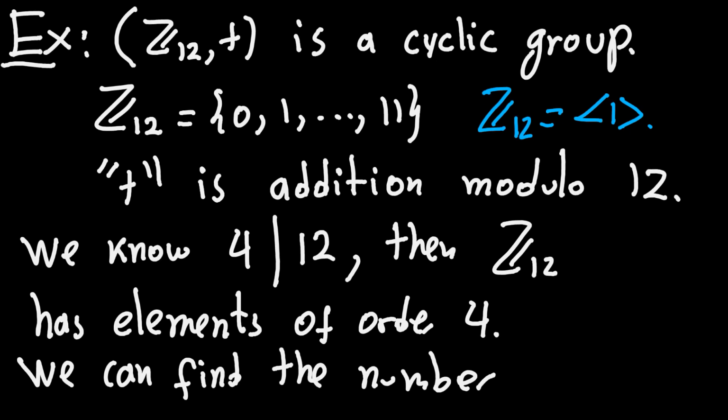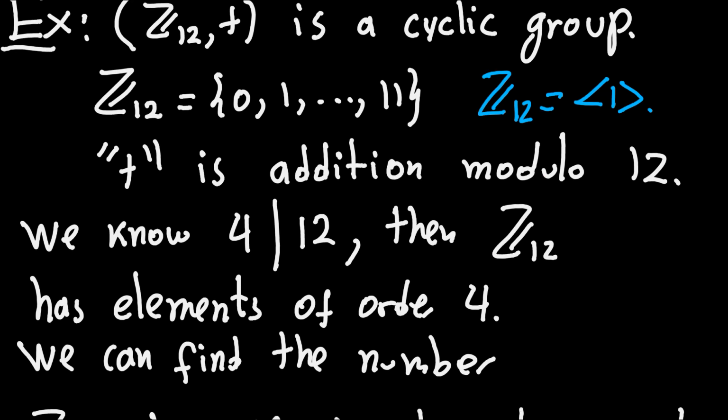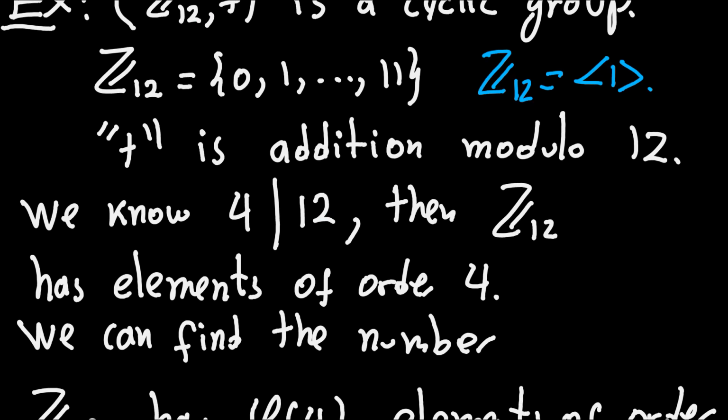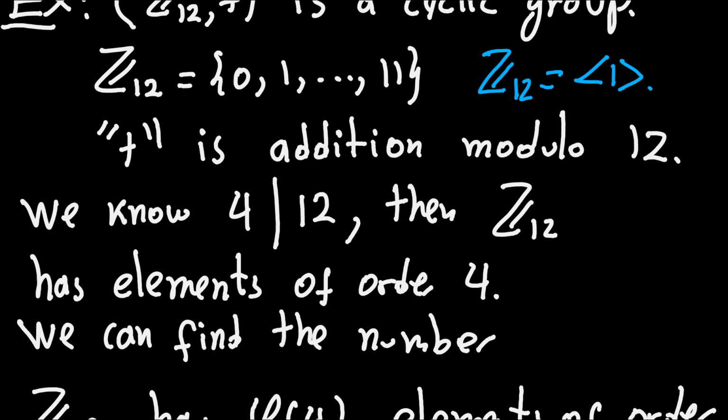So the addition here is addition modulo 12. And so we can count the elements of orders in Z12. For example, we know that 4 divides 12. So because 4 divides 12, this is the D and this is the N. So we can ask the question, how many elements of order 4 this group have? Now 5 doesn't divide 12. So 5 here, there are no elements of order 5 in Z12. But for any divisor, there will be elements of that order.